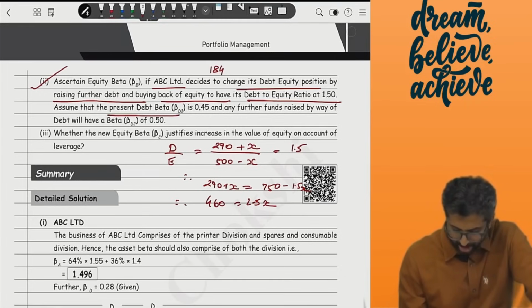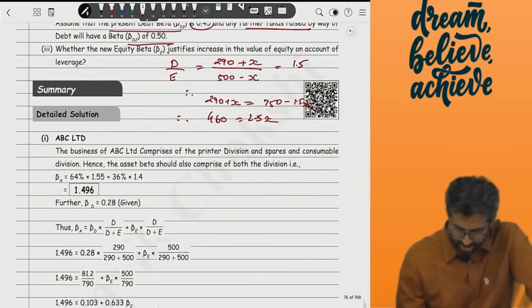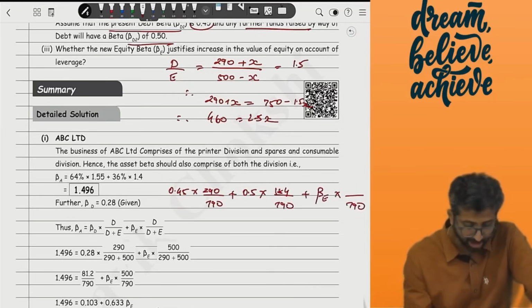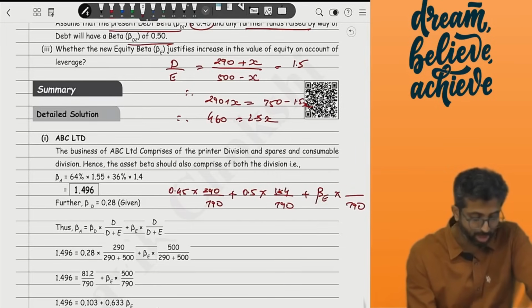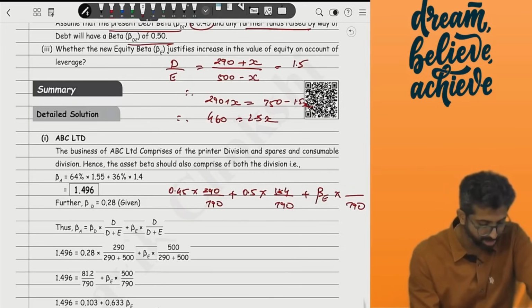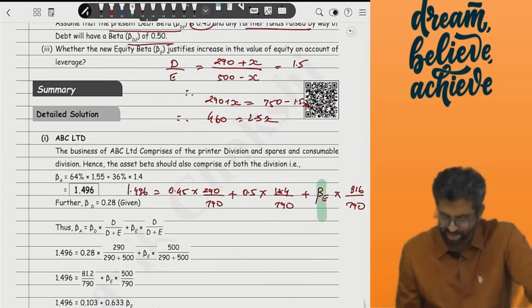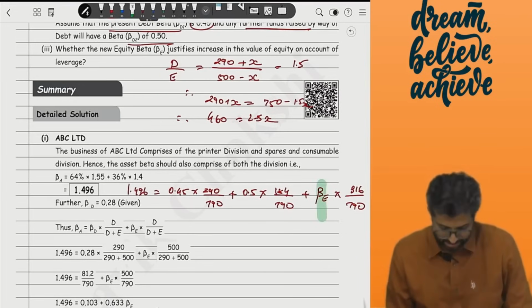Assume that the present debt beta is 0.45 and further funds will have a beta of 0.5. So what will be the equity beta? It will still be a weighted average. My existing debt beta is 0.45 into 290 upon 790. New debt is 0.5 into 184 upon 790. And now the equity beta, which I don't know, into the weight of equity. Earlier my equity was 500, minus 184 that will be used, and you will be left with 316. All of this will equal 1.496. So you have an equation where there is only one missing variable, that is equity beta. You solve this and you are going to get your answer.